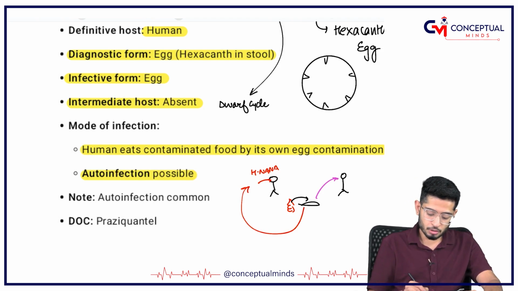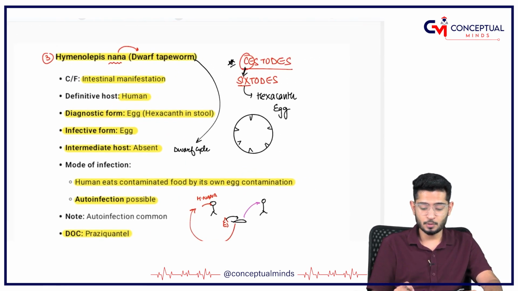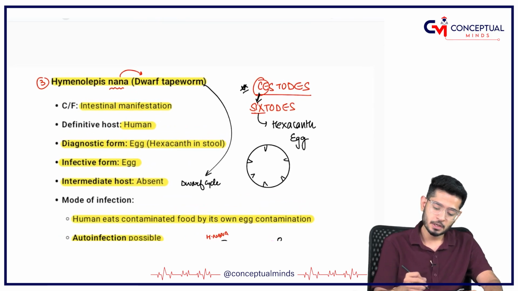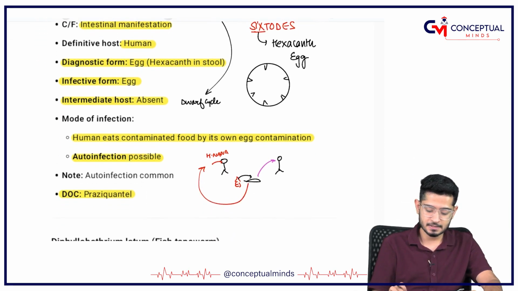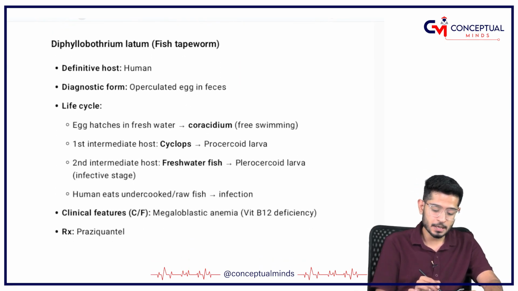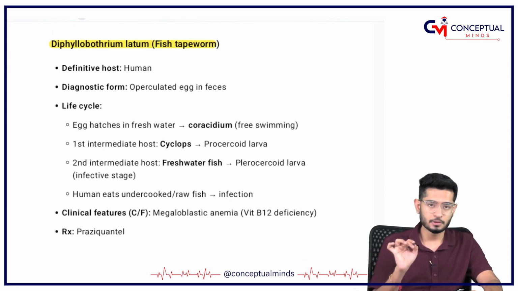The drug of choice for most of the cestodes is praziquantel. With the help of Priyanka Chopra, PC, you can remember that cestodes have praziquantel as their drug of choice and sixtodes also. Coming to next one, Diphyllobothrium latum or the fish tapeworm.